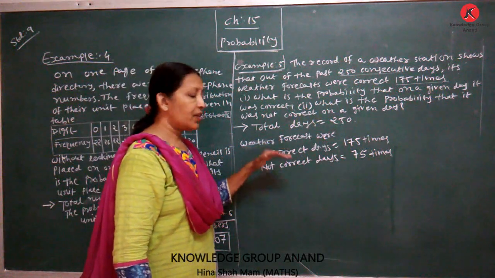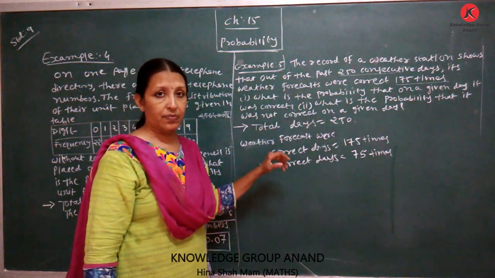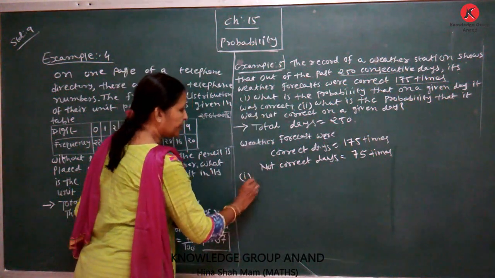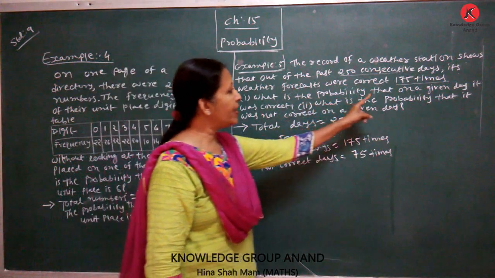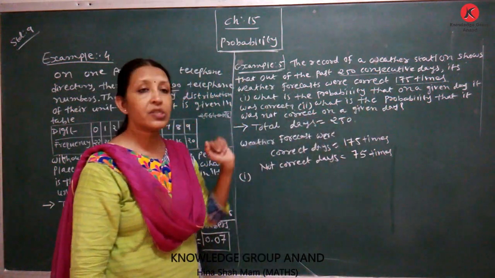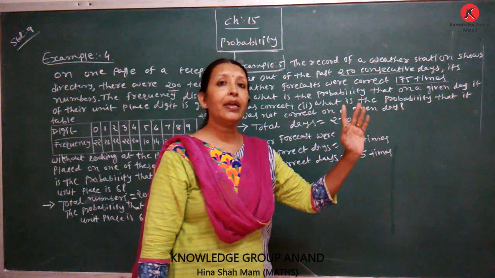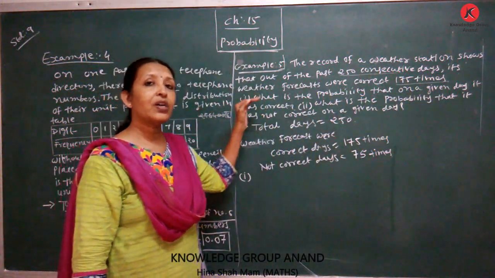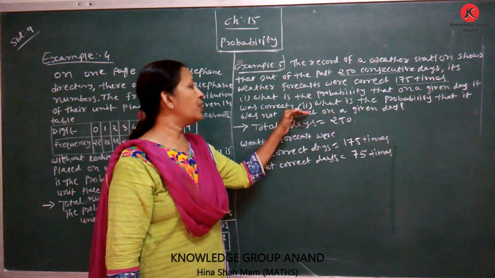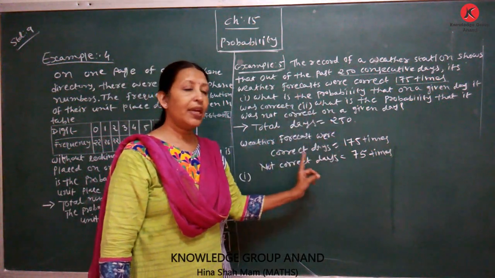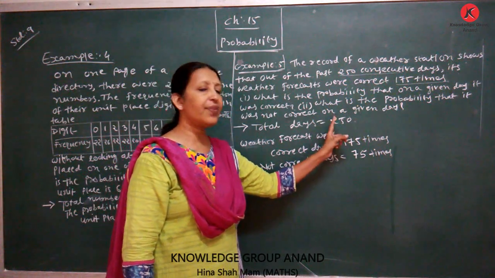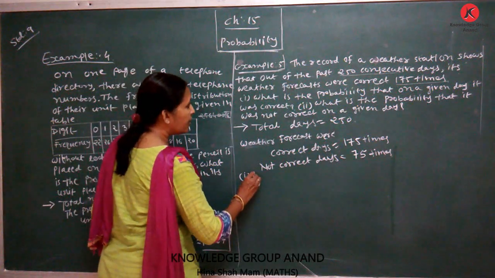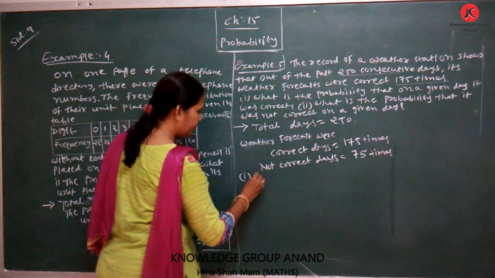Here is our information given in the question. We find number 1. What is the probability that on a given day it was correct? The probability that on a given day it was correct is equal to P(A). P(A) is equal to 175 upon 250. Here we write the probability.